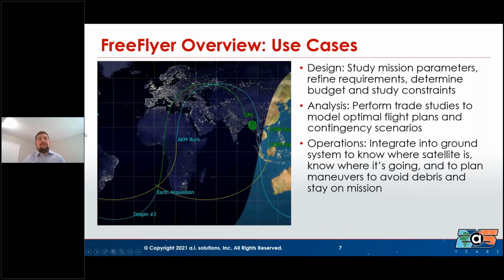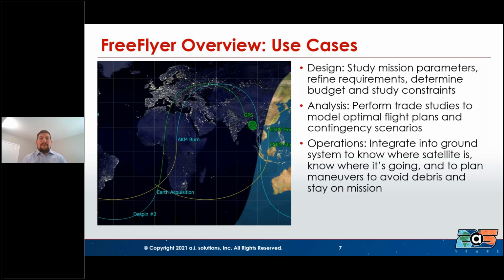Let's talk about how you would use the software. We have 3 main use cases. The first is in the design process. So when I'm designing a satellite, I'm studying those mission parameters, refining my requirements, determining budget. That can be fuel budget, cost, like actual dollars budget, lifetime budget, power budget, studying constraints to my mission, such as sunlight time, power, things of that nature. A lot of this design happens in an educational setting, in a class, but also it's the first step for any actual satellite mission that gets flown.